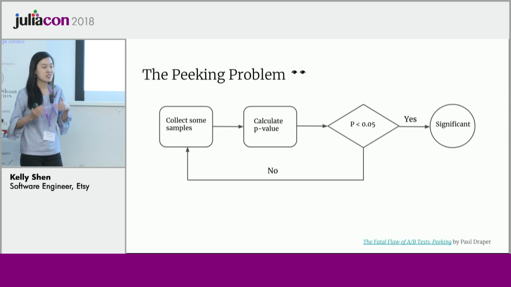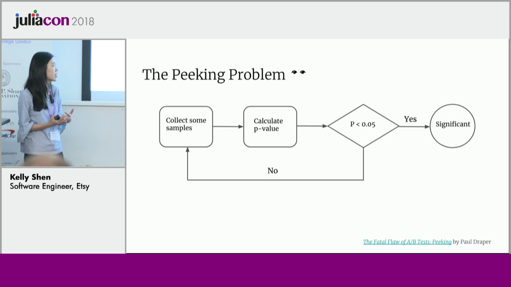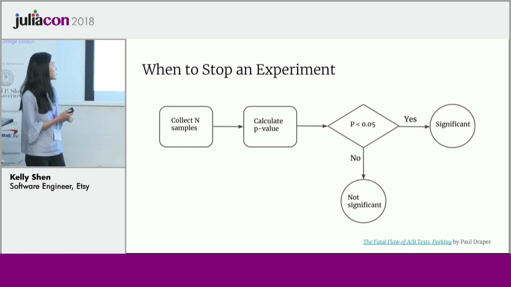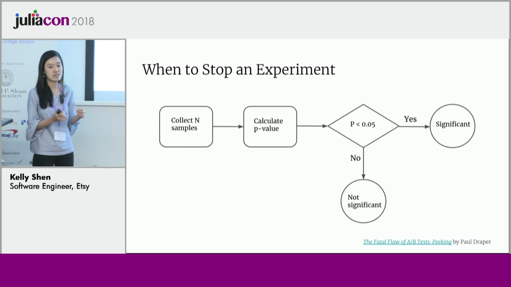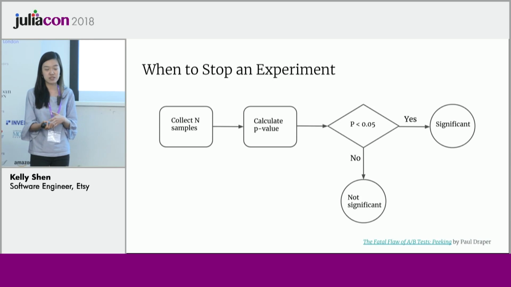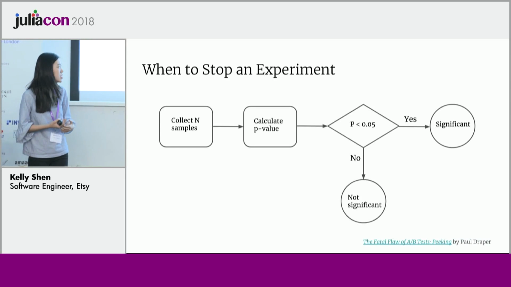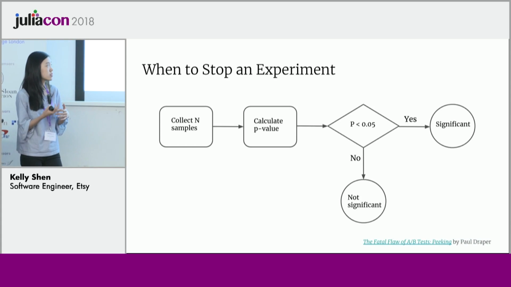So you might think that we can just collect some samples, calculate the p-value, and if the metric we care about has a p-value below 0.05, we can say that the metric is significant. But no, that's exactly what peeking is. Because for the p-value to be accurate, we have to have fixed the sample size in advance and only look at the p-value once. Checking the p-value early and stopping an experiment early would increase the rate of false positives, because you would think that there's a difference between A and B when there is not. And in addition, the more we peek, the higher the false positive rate would be.